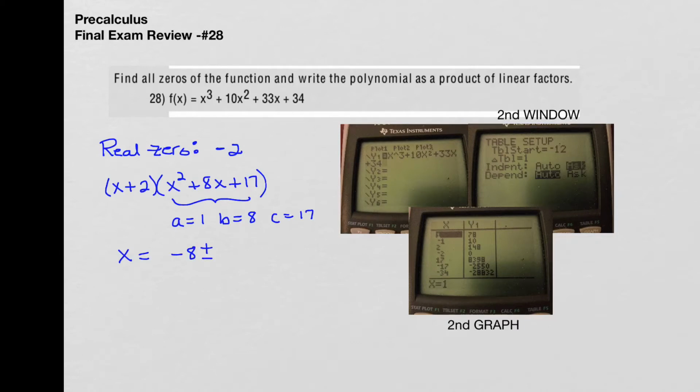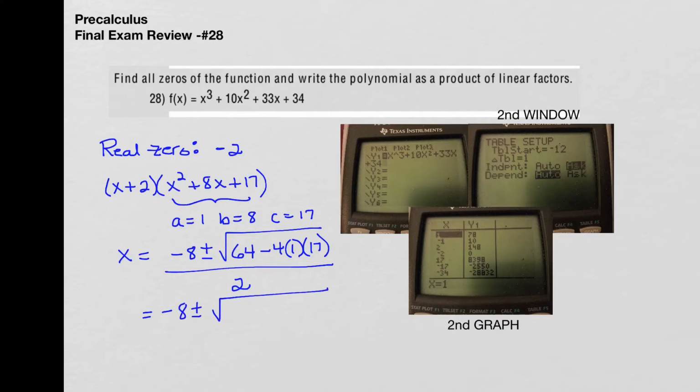-b plus or minus the square root of b squared, well that's 64, minus 4 times a times c. And that's all over twice a, which is 2. So that gives me negative 8 plus or minus the square root. Now let's see, 4 times 17 is 68. So we've got 64 minus 68, and that would be a negative 4. So it's negative 8 plus or minus the square root of negative 4 over 2. And so we are getting a complex solution, which is what we were expecting. So we've got negative 8 plus or minus 2i. When I take the square root of negative 4, it's 2i divided by 2. And this is going to equal negative 4 plus or minus i.